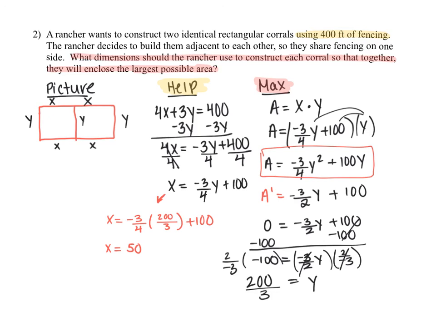So my final answer for the dimensions, right? Remember, dimensions are x's and y's. So 50 feet by 200 over 3 feet would be the final answer.